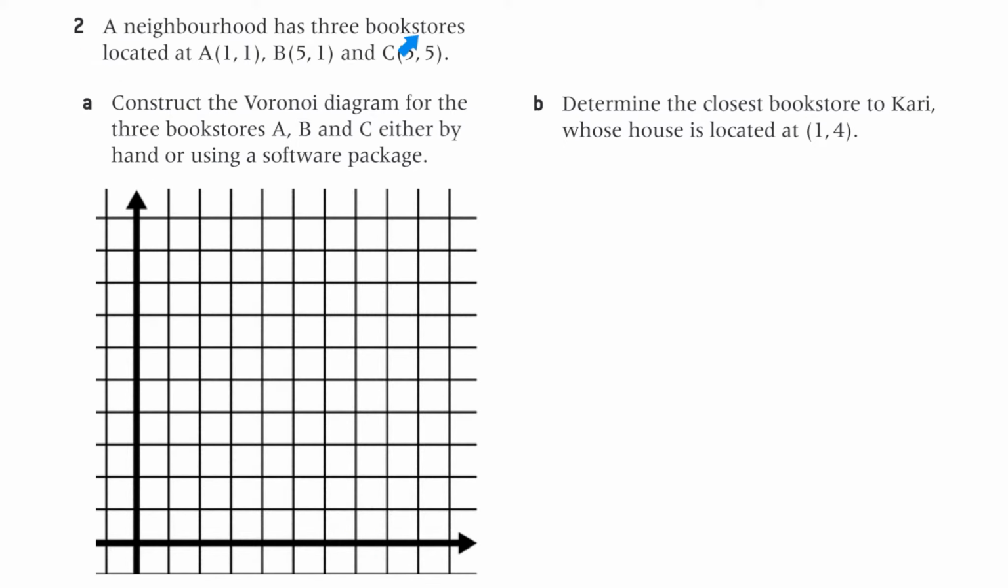2, a neighbourhood has 3 bookstores located at A, B and C at these coordinate points here. A, construct a Voronoi diagram for the 3 bookstores, A, B and C, either by hand or using the software package. Well, we're going to plot these 3 points on here. There we go. So we've got A here at 1, 1, B's at 5, 1, and C is at 5, 5. Okay, next step, as before, we want to find the midpoint between A and B, the midpoint between B and C, and the midpoint between A and C.